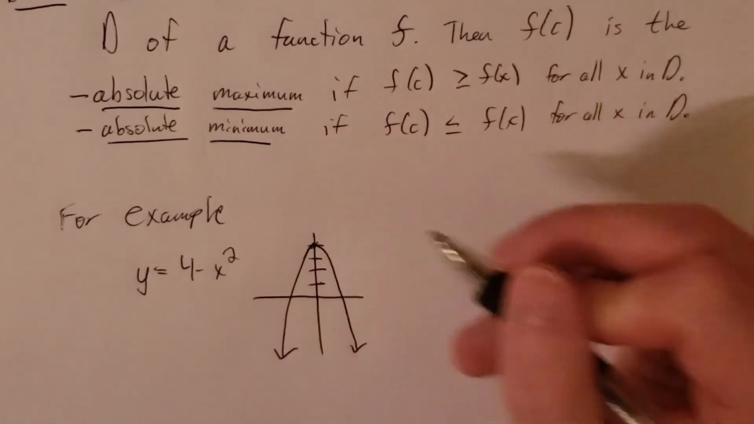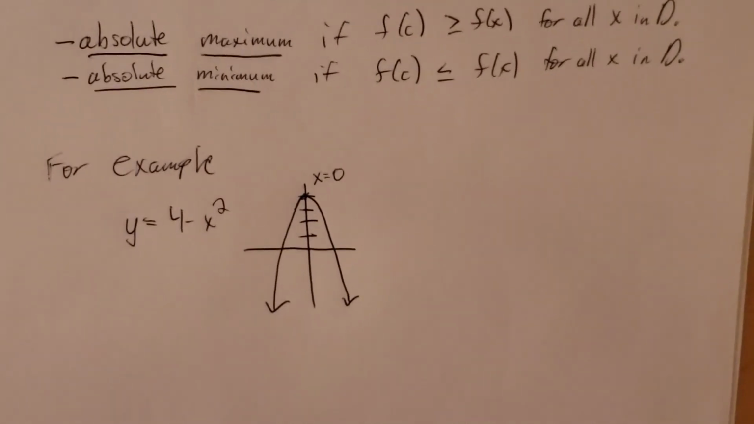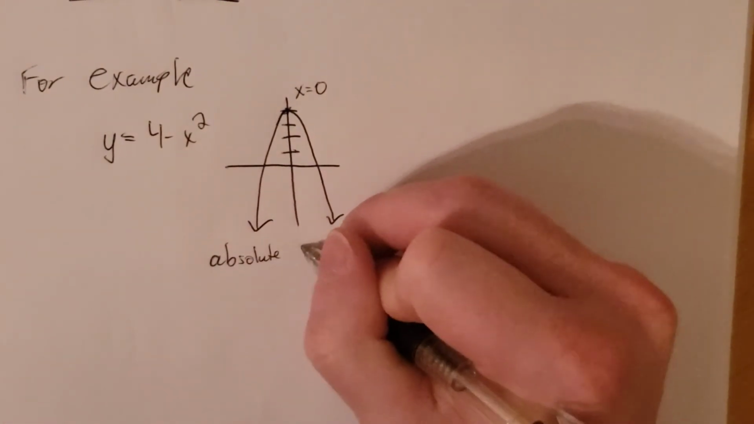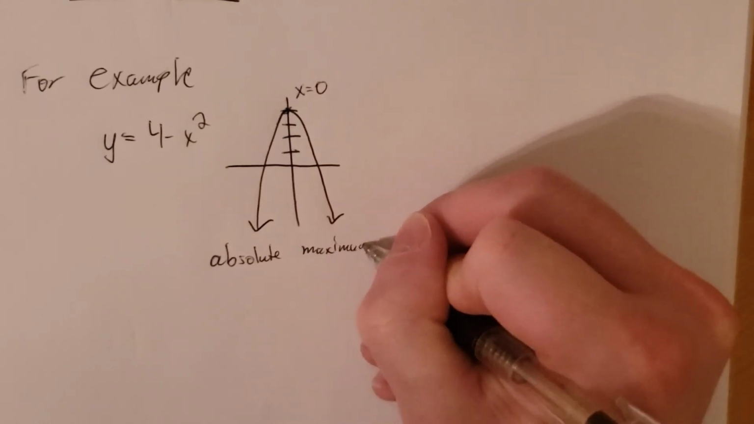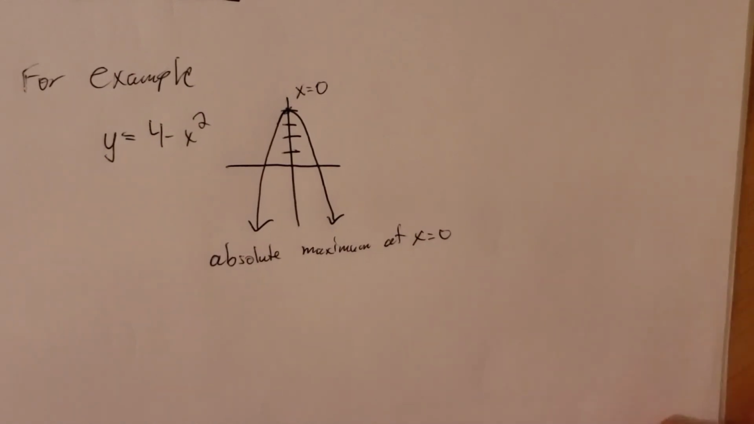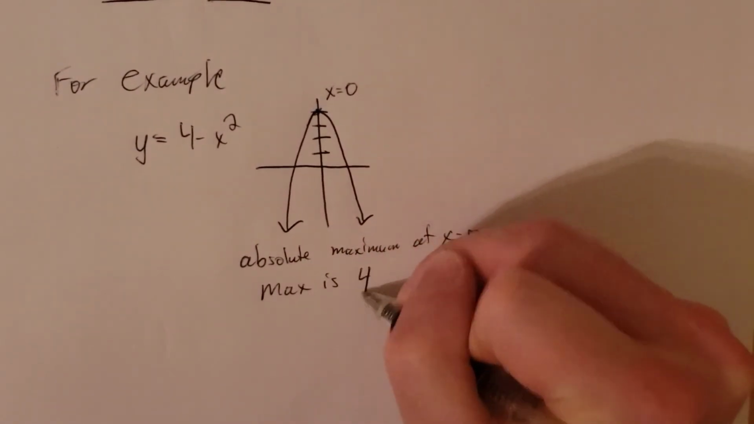So we see at x equals 0 here, we have an absolute maximum at x equals 0. And what is that maximum? Well, that maximum is 4.